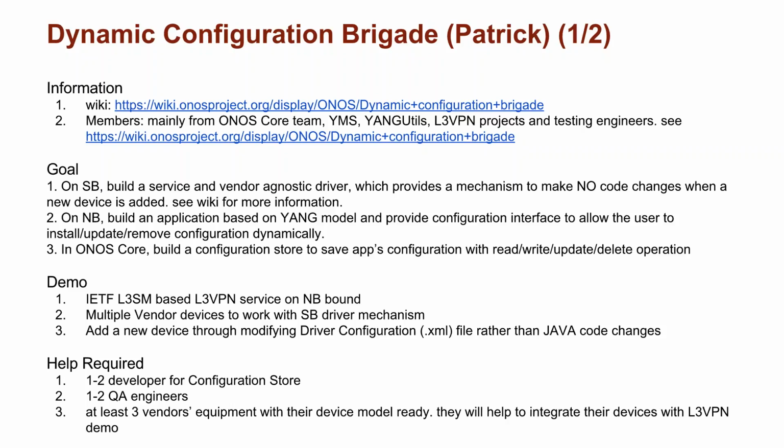Okay, the demo. Specifically, we are going to use the Layer 3 VPN as the use case to demo the northbound, and we need multi-vendor devices for sure. We want to show how easily a new device can be added without code changes, so we need multi-vendor devices to join this project.